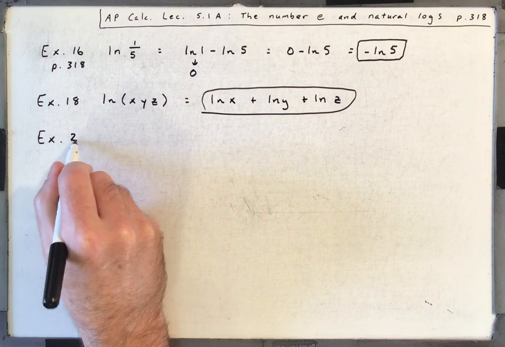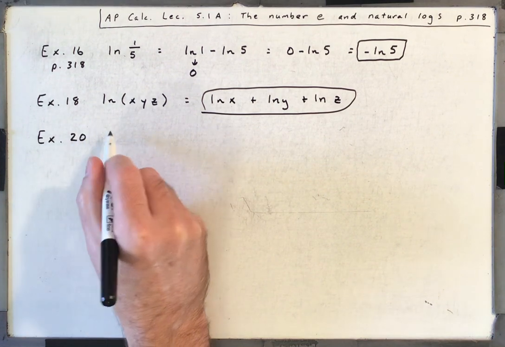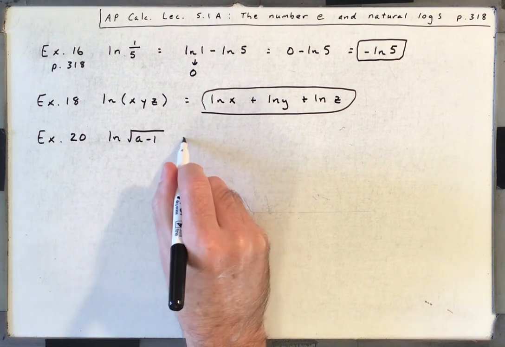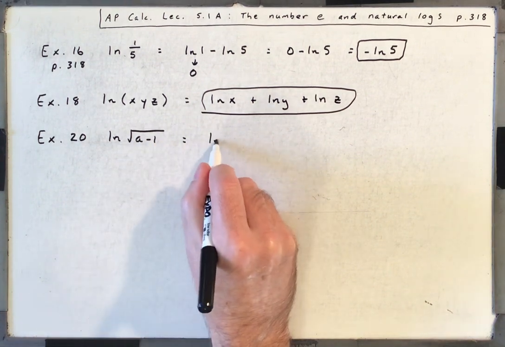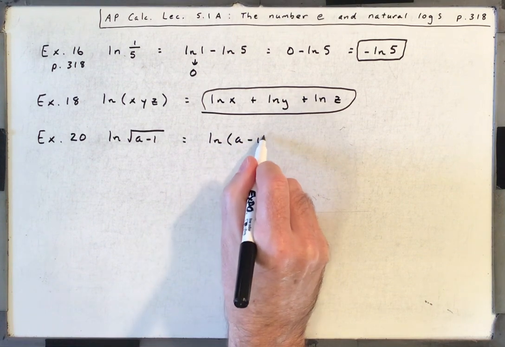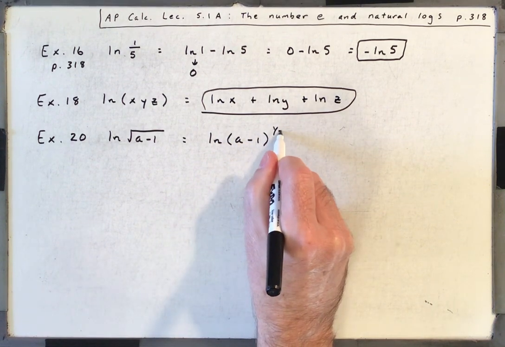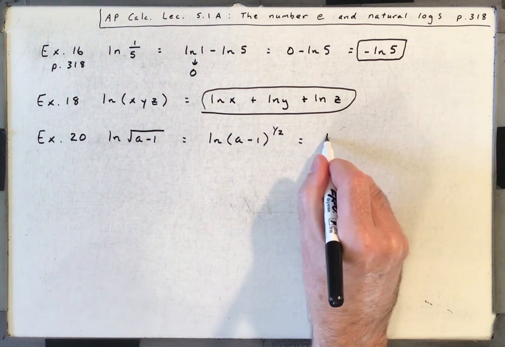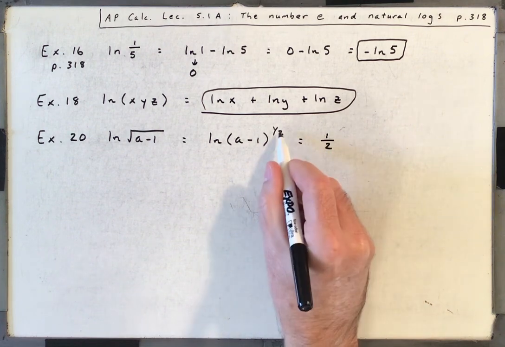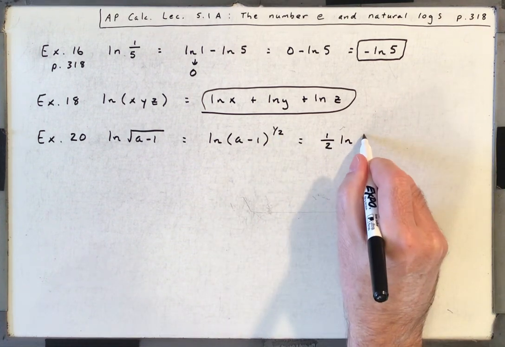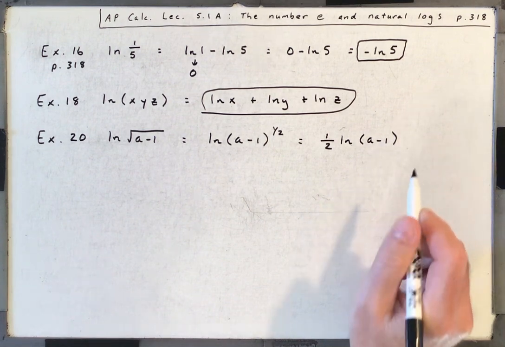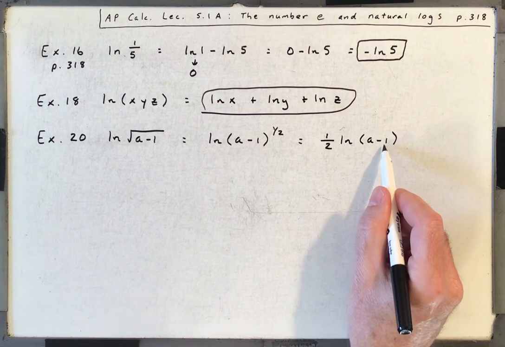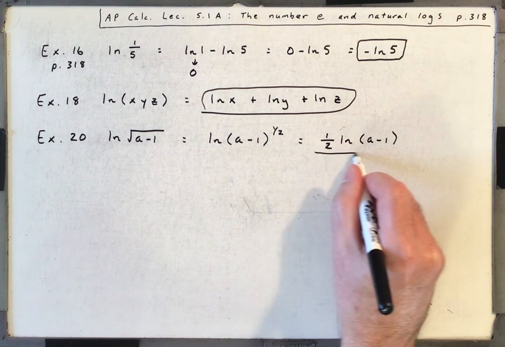All right, example 20. We have the natural log of the square root of a minus 1. Well, let's write that as a minus 1 to the 1/2 power. What can I do with that 1/2 now? I can bring that out front as a coefficient. So that's 1/2 natural log of a minus 1. Now you can't break that up. That's not a product or a quotient. It's just a minus 1. So we can't break that up anymore. This is the best we can do.